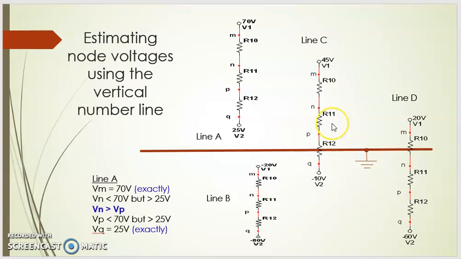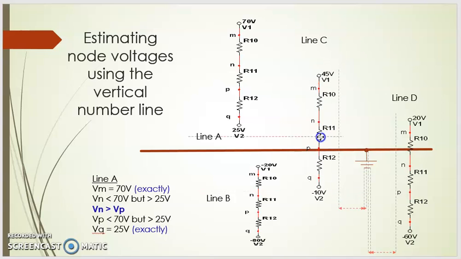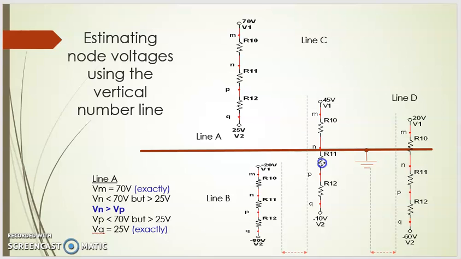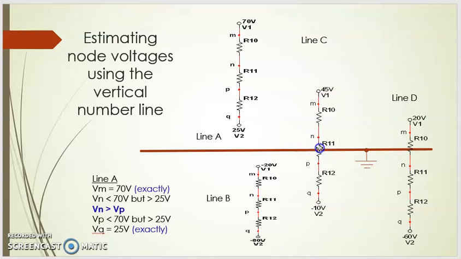If we look at line C, Vn is going to be between 45 and minus 10. It'll be less than 45 but greater than minus 10. This is only an estimate depending on the value of R10, R11. Vp could be above 0 or Vp could be below 0. In other words, Vp could be there, or it could be even that much. It all depends on the value of the resistors.